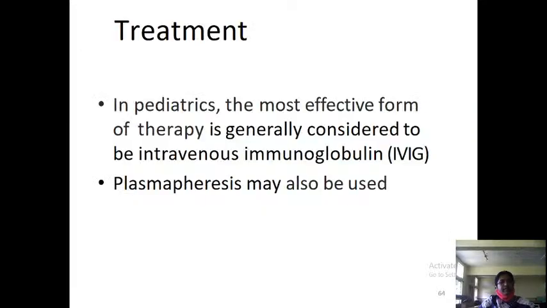Coming to the treatment, it is mainly immunoglobulin and plasmapheresis. So, what is the dose of immunoglobulin? It is 400 milligrams per kg for 5 days, or you can give 2 grams per kg for 2 days. Studies have shown that both are equally effective. And in case the severity is more in the child, with respiratory insufficiency and rapid deterioration, you can even think of plasmapheresis.